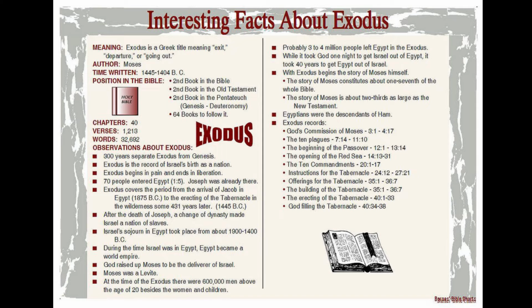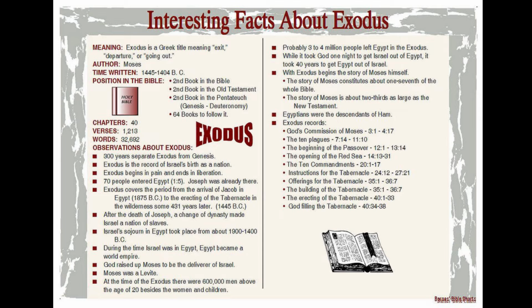And Exodus covers the period from the arrival of Jacob and the rest of his sons in Egypt, approximately around 1875 BC, until they erect the tabernacle in the wilderness when they leave Egypt, which was around 431 years later, around 1445. So after the death of Joseph, there was a change of Egyptian dynasty, which really made Israel, or the Hebrew people, a nation of slaves. And that's what we read about, how they lived. And then again, the onset of Moses.